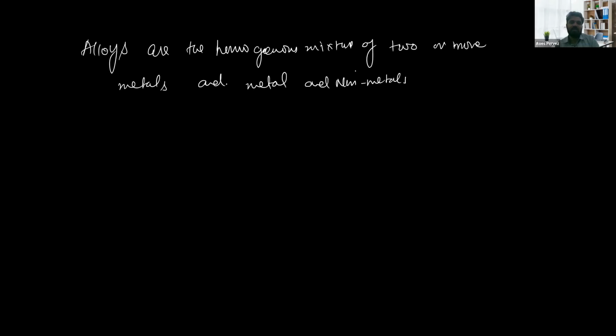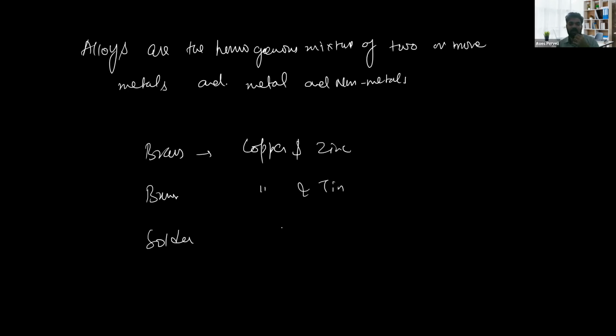Alloys are the homogeneous mixtures of two or more metals, and metals and non-metals. Like we have only metals like brass. Brass is copper and zinc. Bronze is copper and tin. And then solder: lead and zinc, and lead and tin.